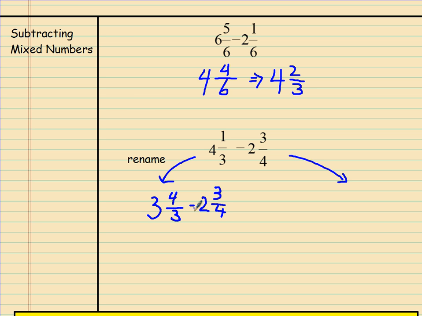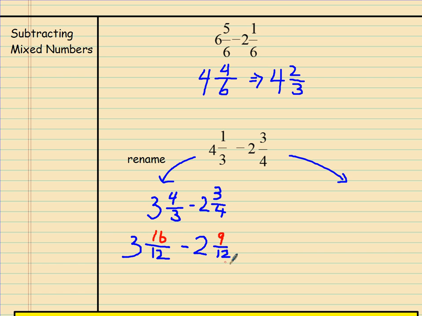Now when we're subtracting fractions, again we have to make the denominators the same. The least common denominator in this case is 12. So we have to change this fraction into 3 and something over 12 minus 2 and something over 12. 3 times 4 is 12, so we take 4 times 4, we get 16. 4 times 3 is 12, so we take 3 times 3 is 9.